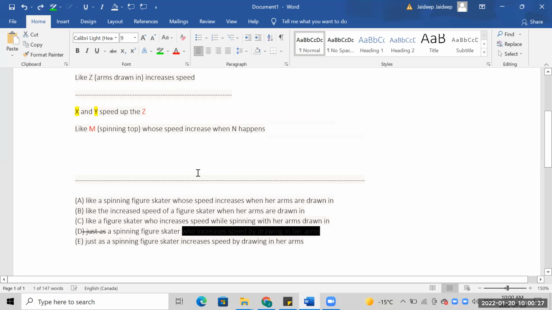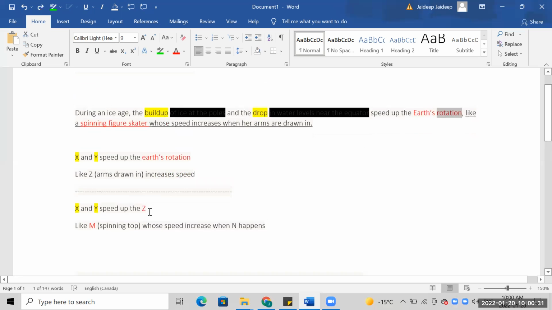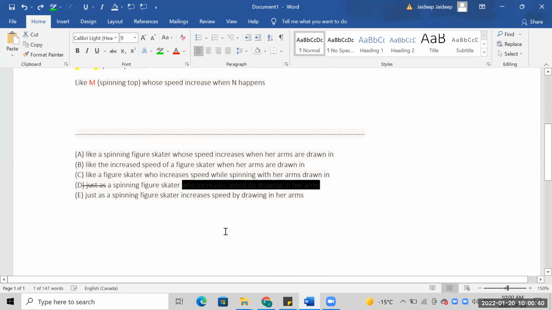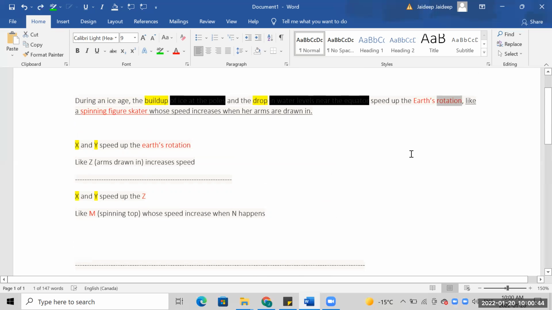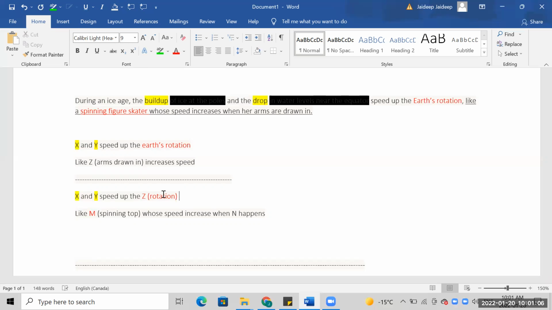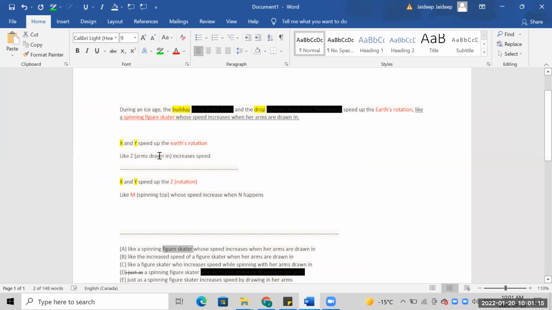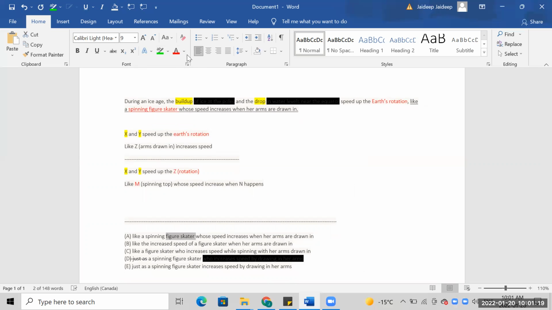Like a spinning top whose speed increases, speed up the Earth's rotation. So what should be the comparison? Is it the rotation versus the spinning, or is it the Earth versus the figure skater? What do you think? Speed up the rotation. I think Z is rotation. How can you compare rotation? If rotation's the thing that I want to compare, how can I compare that to a figure skater? Like the increased speed.